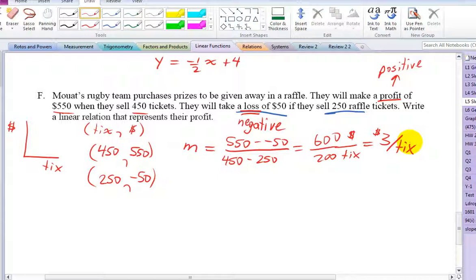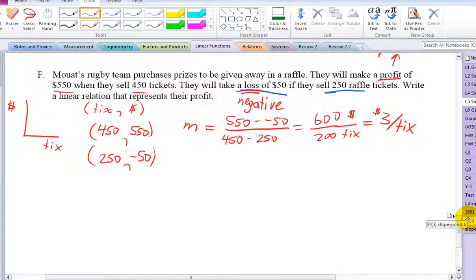Now I put my units down. What is your slope telling you? $3 per ticket. That's the profit per ticket, right? You make $3 per ticket. Or the cost of a ticket could be as well. So come up with your equation then.